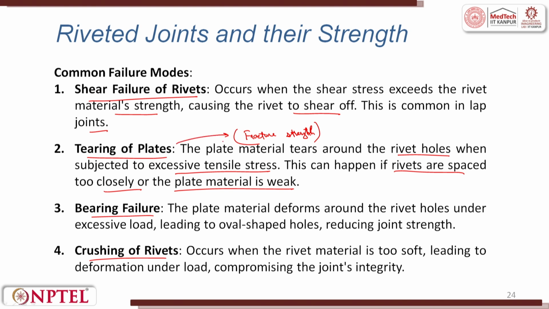Bearing failure: the plate material deforms around the rivet holes, as we have shown in the figure in the previous slides. Around the hole, under the excessive load, this leads to oval shaped holes, reducing the joint strength. Crushing of rivets: crushing occurs when rivet material is too soft, leading to deformation under load, compromising the joint's integrity.